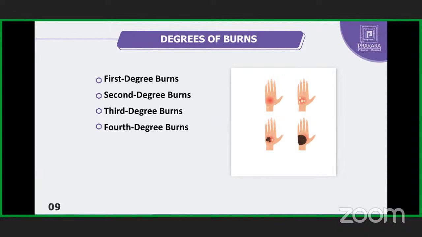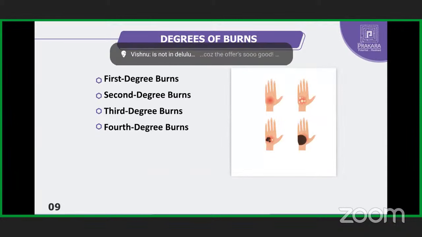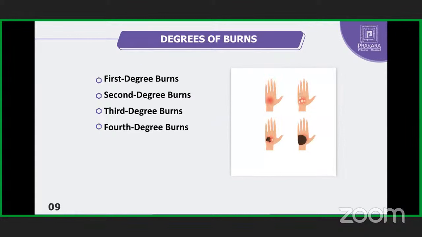Second degree burn involves the epidermis and part of the dermis. The dermis has two layers essentially: papillary dermis and reticular dermis. Second degree burns are divided into superficial and deep. Second degree superficial involves the papillary dermis, and second degree deep burns involve the reticular dermis. So in second degree, the dermis is involved. You should remember it that way. In second degree, there is involvement of epidermis plus dermis.